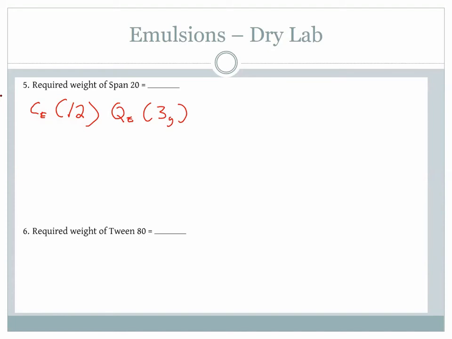So let's do each of our ingredients. What is the concentration, if you will, of our SPAN? I'll put a little S there for the SPAN. We said the SPAN HLB value was 8.6, right? So there's the 8.6.